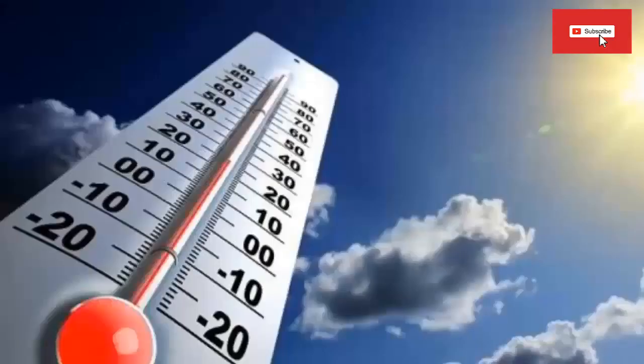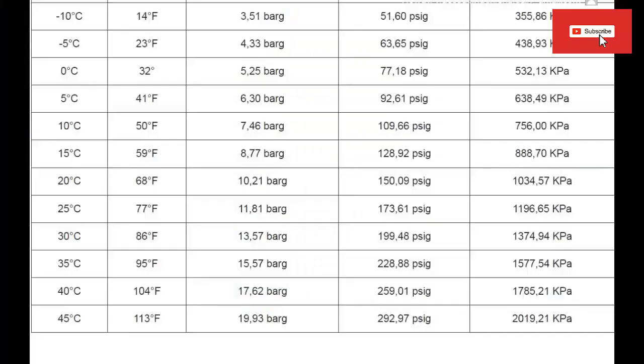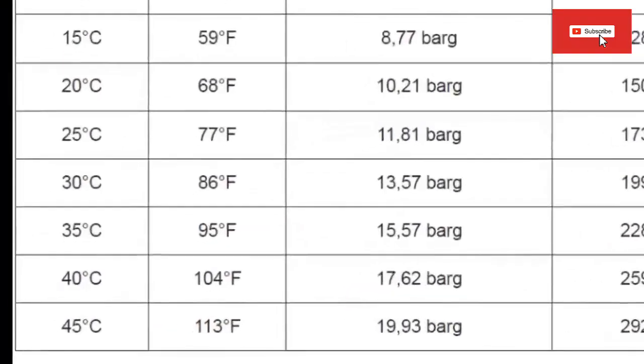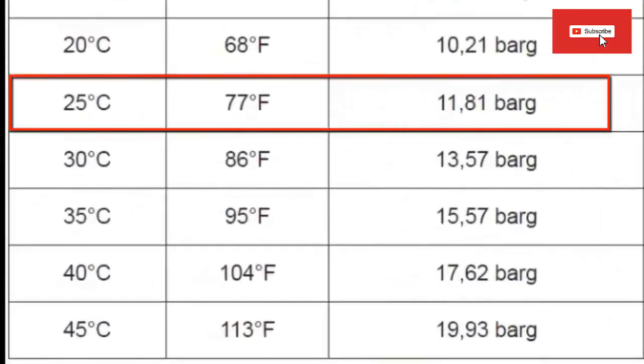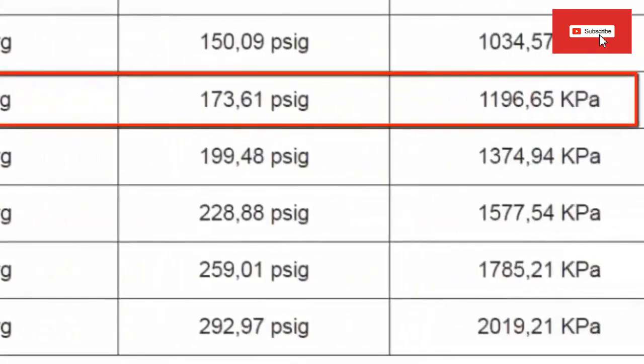1. For an outdoor environment temperature of 25 degrees Celsius, about 77 degrees Fahrenheit, the equipment turned off at this temperature has a manometric pressure, both high and low, according to the table, of 11.81 bar, equivalent to 173.61 psi or 1196.65 kilopascals.